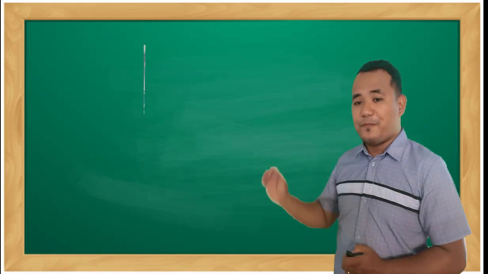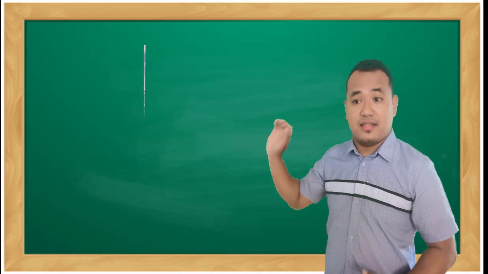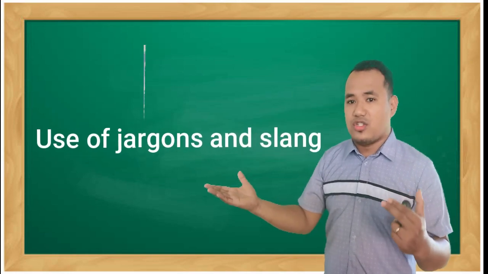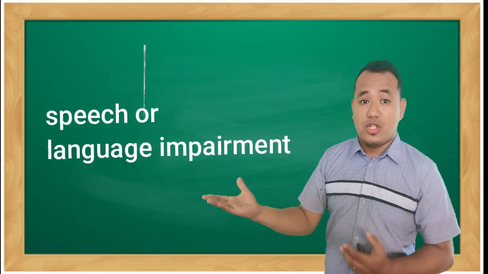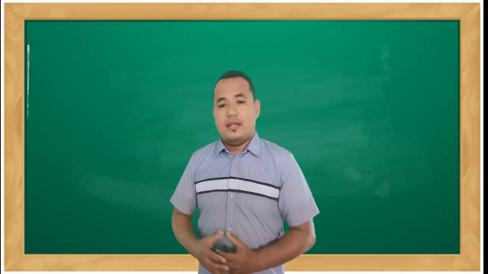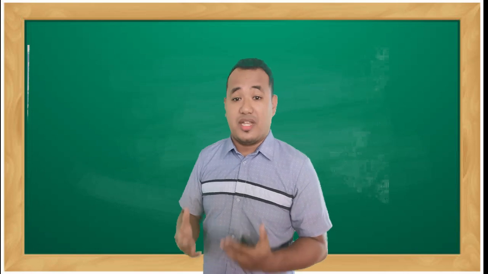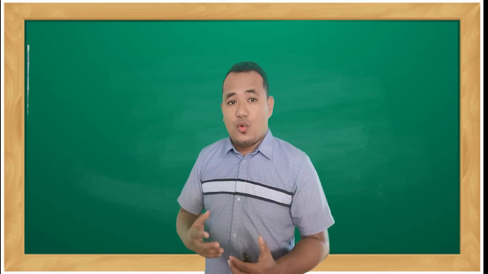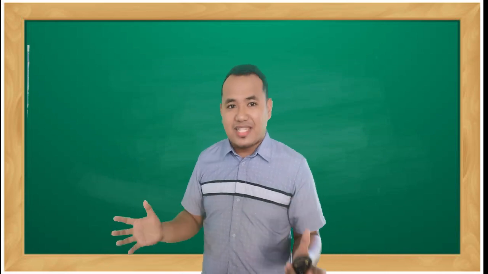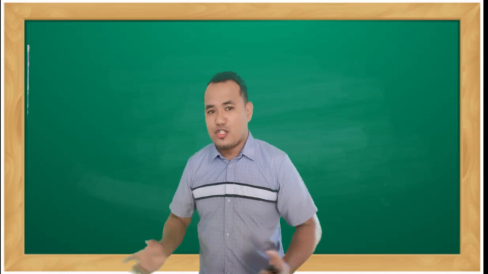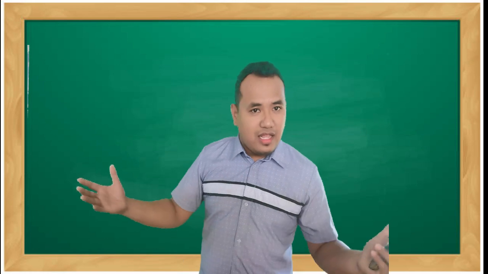Examples for this are difference in language, our accent and dialects, the use of technical jargons and slang, and the fourth one is the speech or language impairment. This communication barrier is the most critical and crucial to address, considering that we have many dialects in the world. Even in the Philippines, we have lots of accents, and we have lots of technical jargons, may it be medical jargon, scientific jargon, teacher jargon, and a lot more.